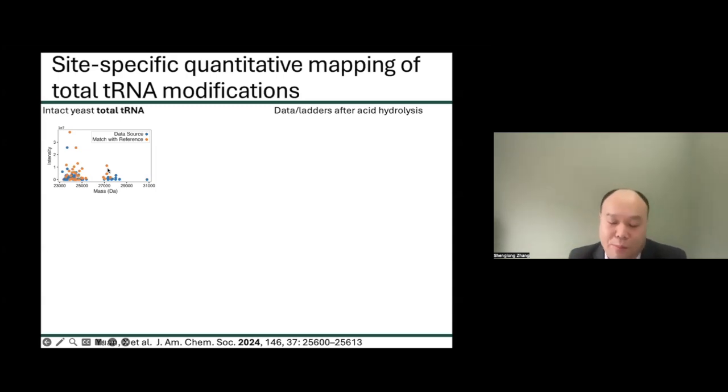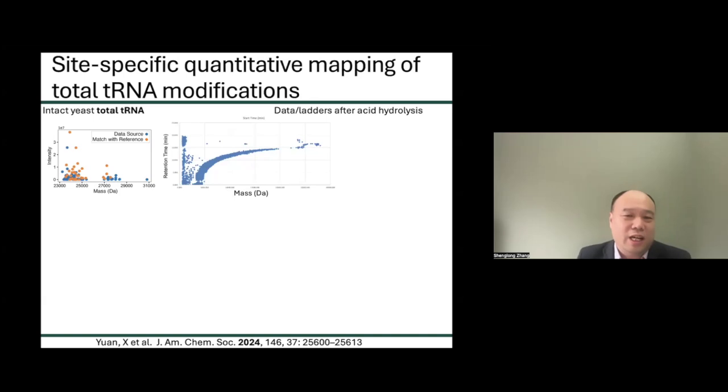Some of them can be matched with the ones in the tRNA database, and those are shown in orange. But there are also ones that we can't match with the database. This indicates they either have new modifications or new sequences. Of course, we want to sequence them to verify that. So we did acid hydrolysis, and this is how our data looks. This, of course, is very complicated, and our algorithm is still under development.